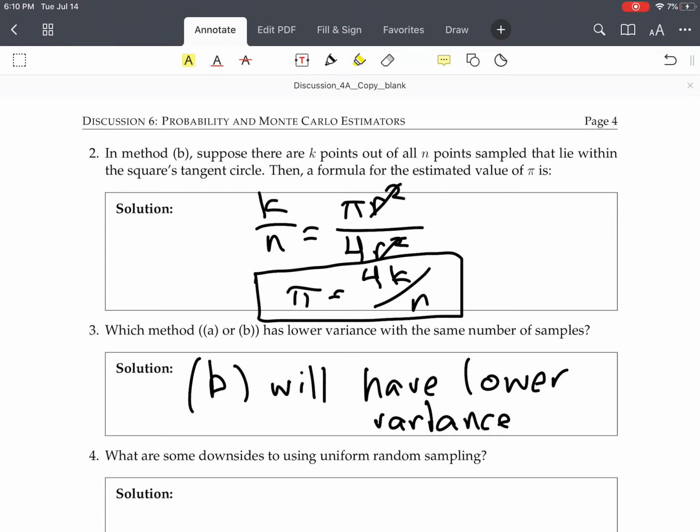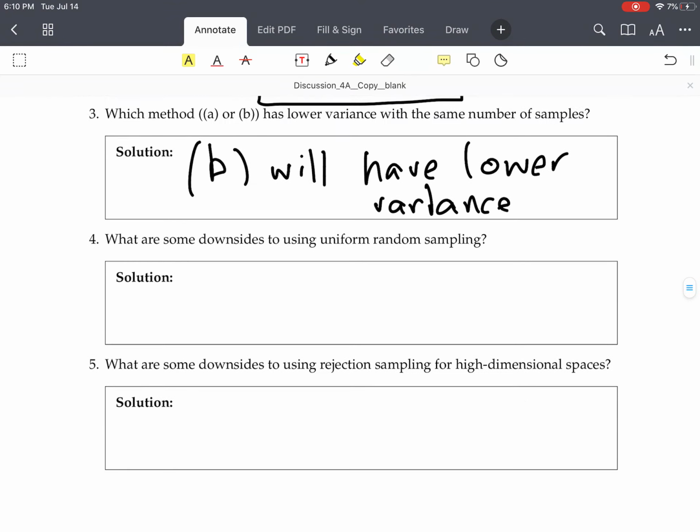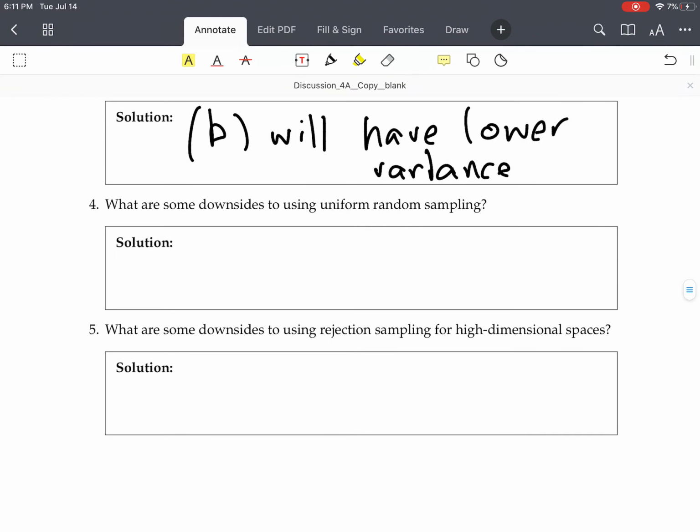Okay, so there we go. B will have a lower variance because of the area. More points will fall within the shaded area, which is what we're interested in. Okay, so now let's look at this.